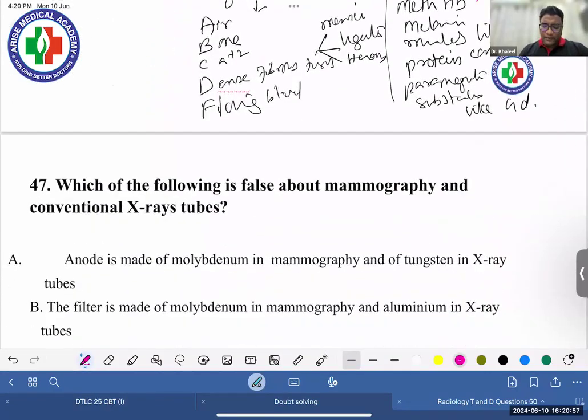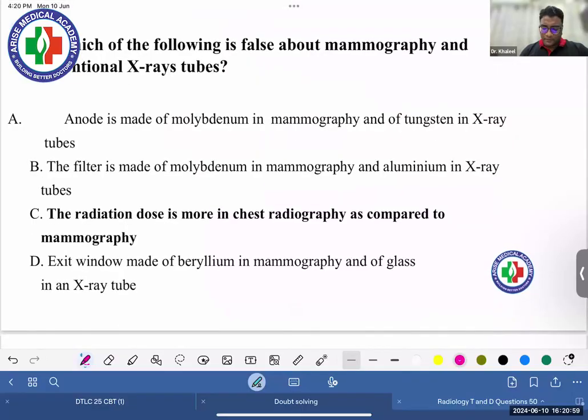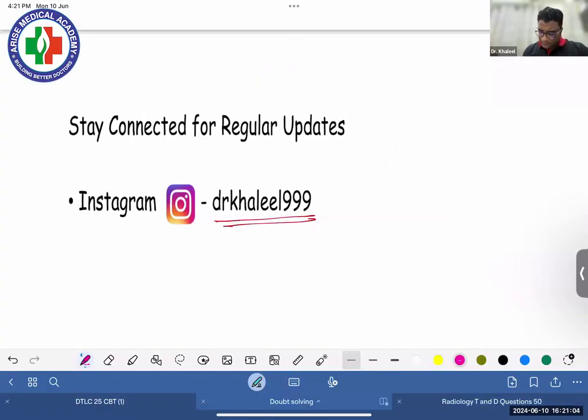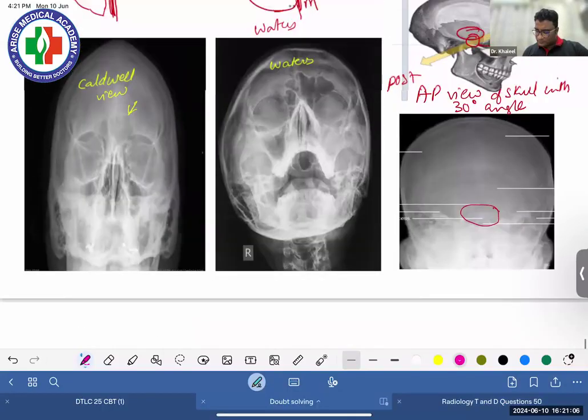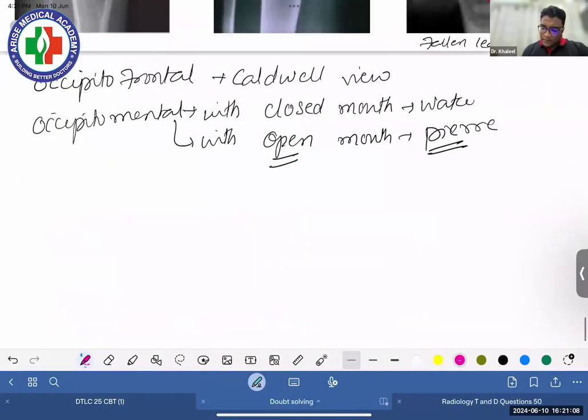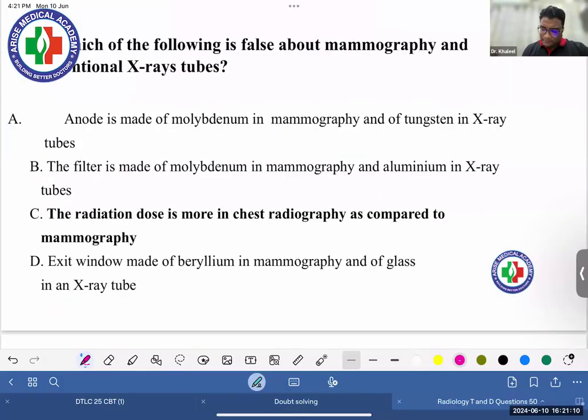Now, which of the following is false about mammography? The anode is made up of molybdenum in case of mammography. This is a true statement. Tungsten is used in the other one. The filter is made up of molybdenum and aluminum. This is true. Just now I taught you, right? Mammography, M for M. Remember in your classes I taught you this. Molybdenum is used in mammography.